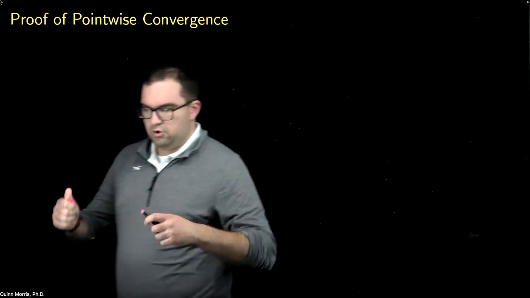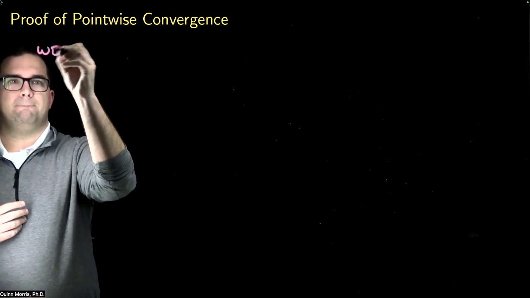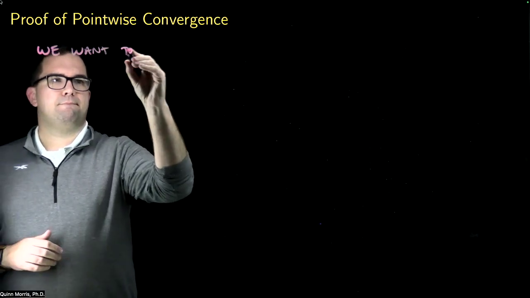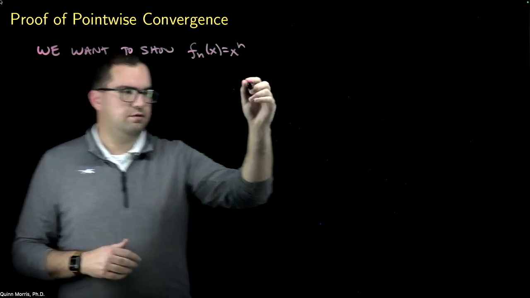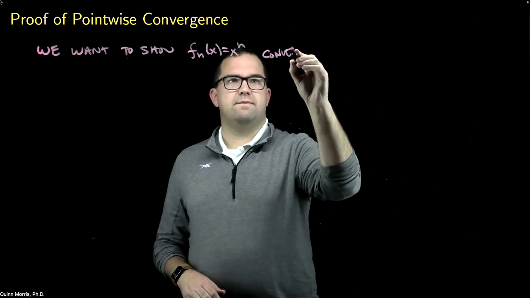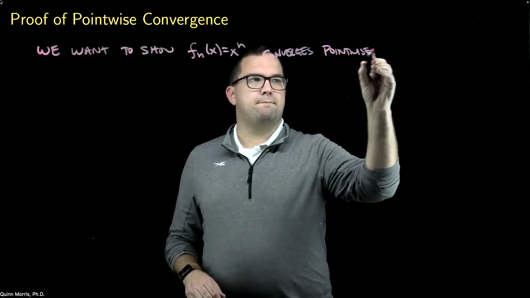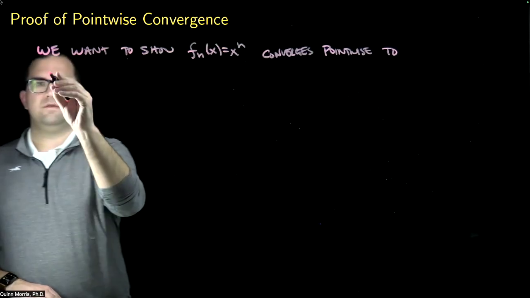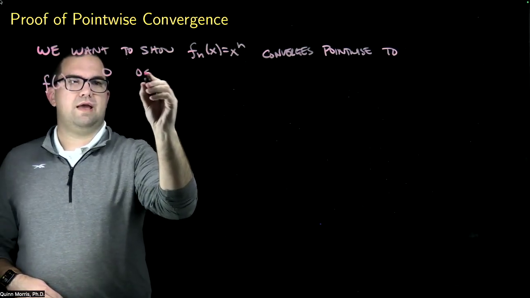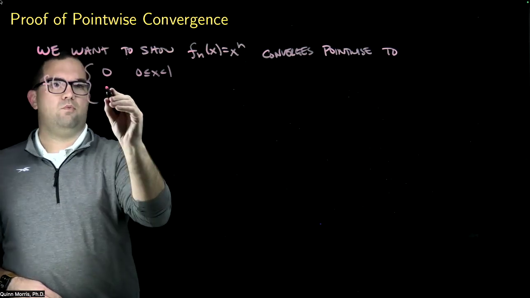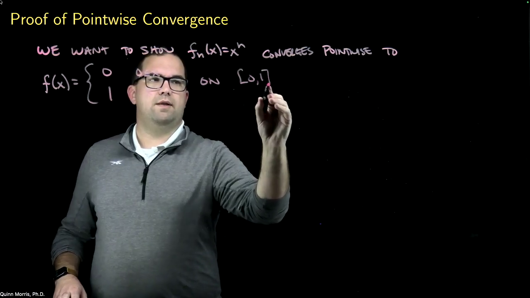All right, so in order to do this, we want to show that f sub n of x equals x to the n converges pointwise to the function f of x, which is defined to be 0 when x is between 0 and 1, including 0 but not 1, and 1 when x is equal to 1, on the interval [0, 1].